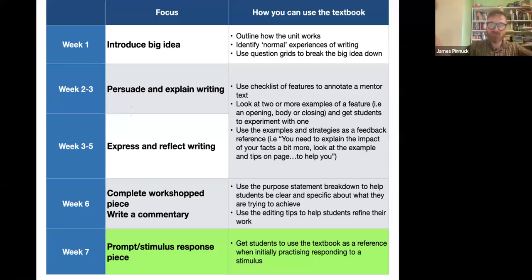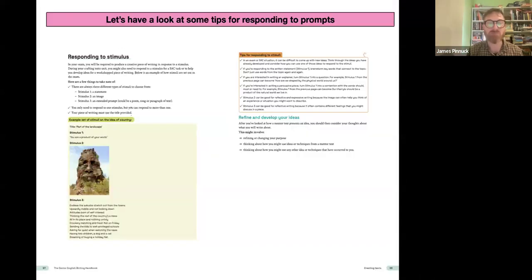Okay, so you've taken kids through a few weeks of experimenting with ideas and then choosing one idea that they feel confident with, which they polish up and present as a workshop piece, and they explain that process. And then over the last part of the unit, you might get kids to respond under more exam type conditions to a stimulus. And our textbook now has a section about exam style stimulus with some tips about how to respond to that.